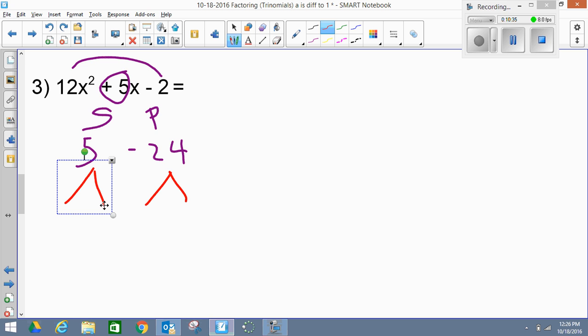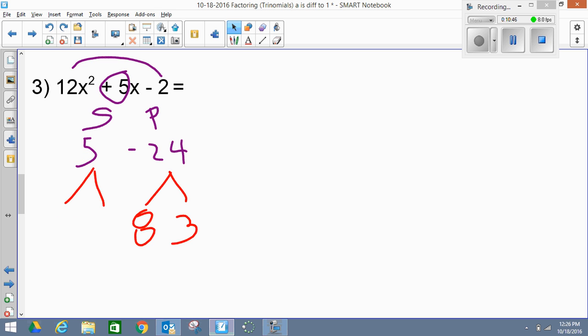My answer, 8 times 3. Because one of them has to be negative, I check to see which one is negative. You see that the sum is a positive 5. That means my bigger number is positive and my smaller number is negative. So my numbers are positive 8 times negative 3.